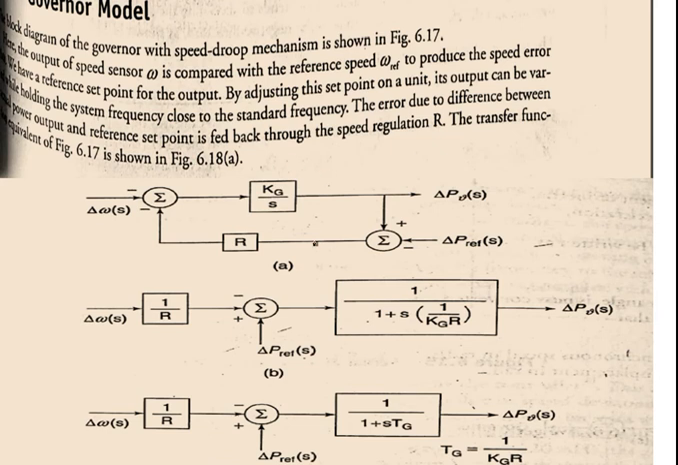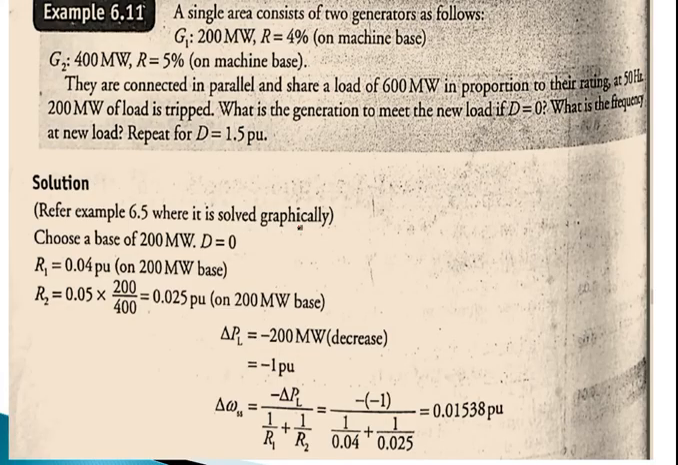So this is the turbine module. So you can find the value of the governor module. So that is the general representation of the governor module, which is shown in the figure. Now we shall discuss the problem on the governor module. The single area consists of two generators as follows. G1 is 200 megawatt and R equal to 4% on machine base, and G2 is 400 megawatt and R equal to 5% on machine base.